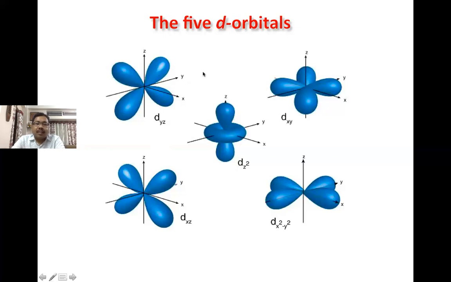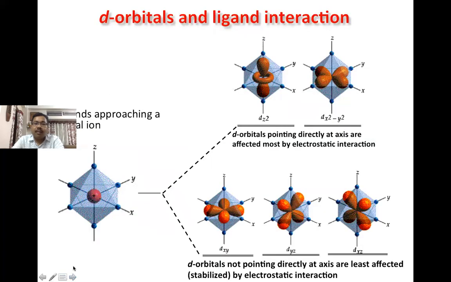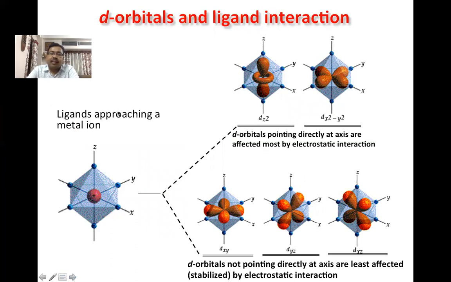Since the ligands are not approaching the metal center in the direction where these lobes are present, these orbitals will not be affected much, and hence their energy will be less as compared to that of these two orbitals. So this is a clear picture to understand the effect.